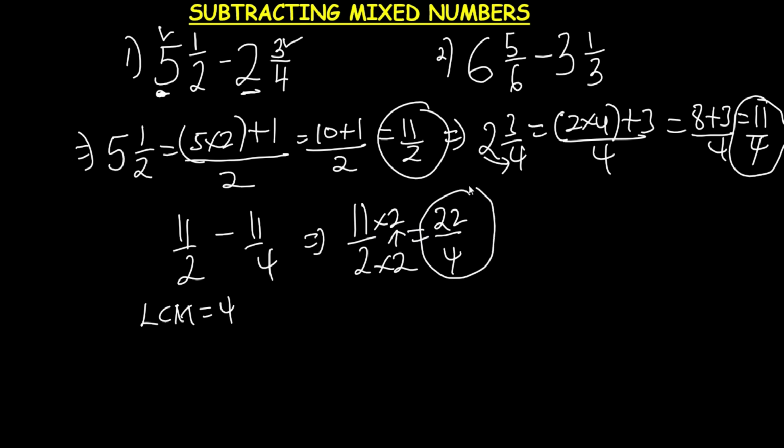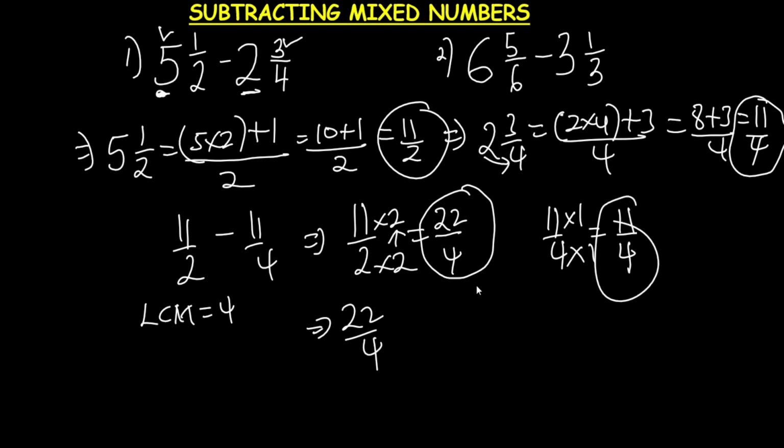Then we put this one aside and take the second improper fraction, which is 11 over 4. And then we equate it to the LCM. Now 4 times what number will give you 4? We know that 4 times 1 is 4, and then also 1 here. 11 times 1 is 11. We have 22 over 4 and also 11 over 4. And let's bring the minus sign.